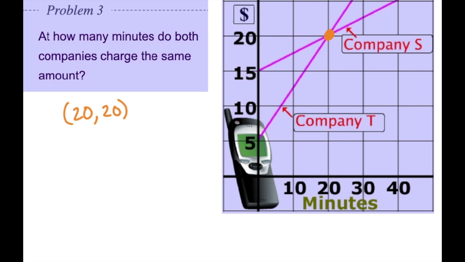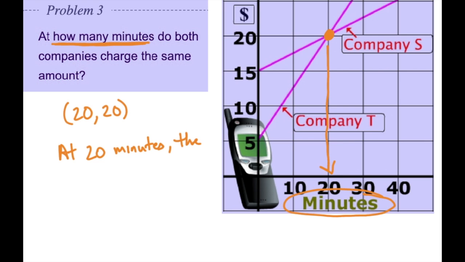It says at how many minutes do both companies charge the same amount. So if we're looking for where both companies charge the same amount and we're looking for minutes, minutes is down here on the x-axis. So again, we're going to look down and we can see it's 20 minutes. So the answer to the question is at 20 minutes the companies charge the same amount.